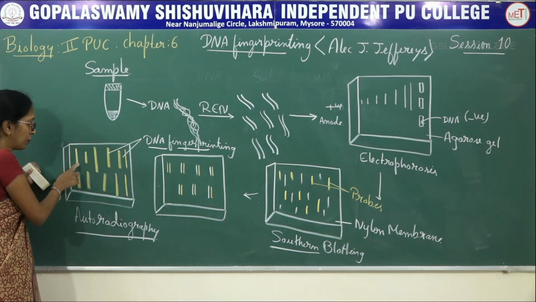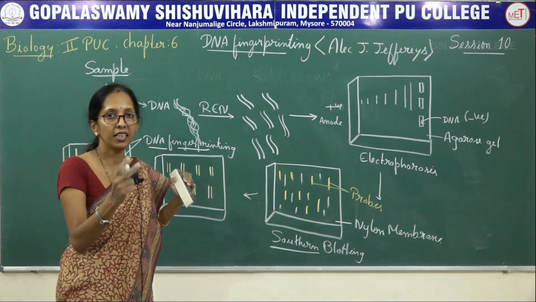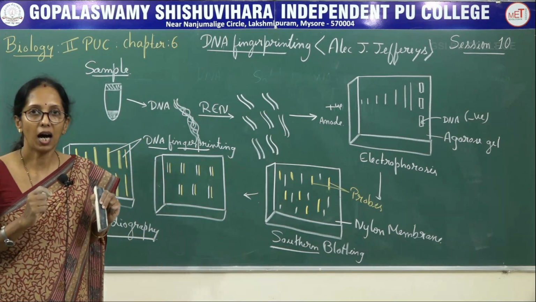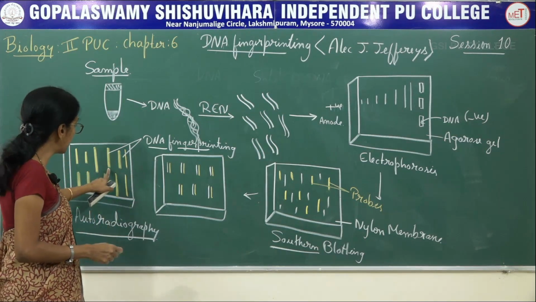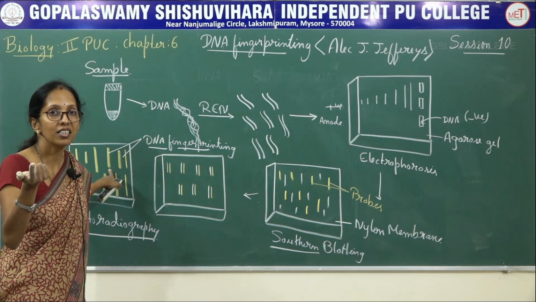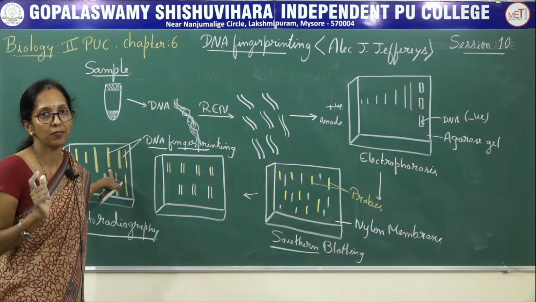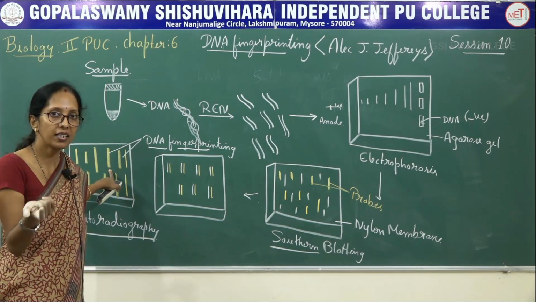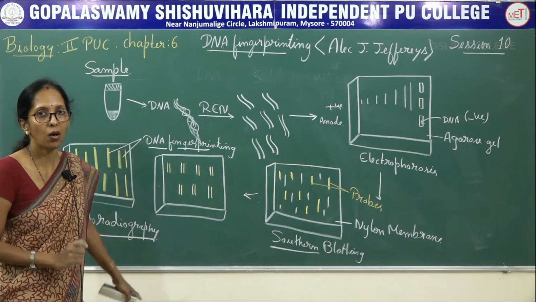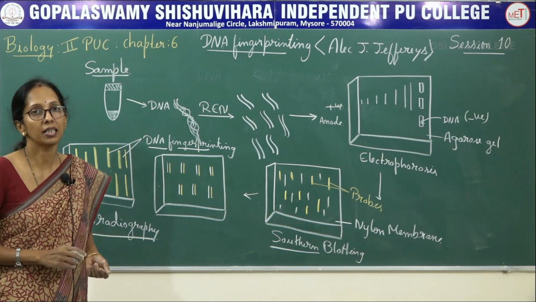Now, the position, length and thickness of these bands always vary from one person to another person, so these bands are compared to the bands that are present in the suspect. If the two bands are identical, then he is the culprit. If the two bands are non-identical, he is considered an innocent person. This is how in forensic science they identify the criminals.